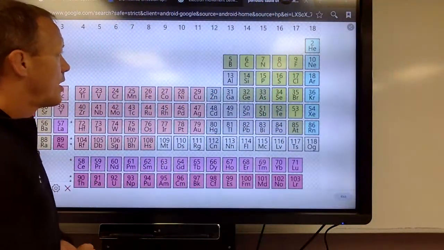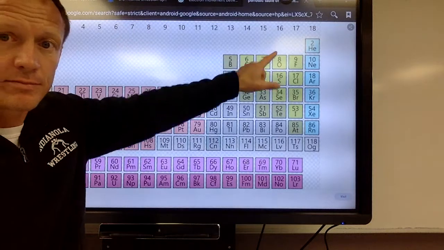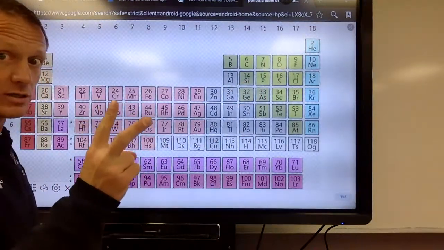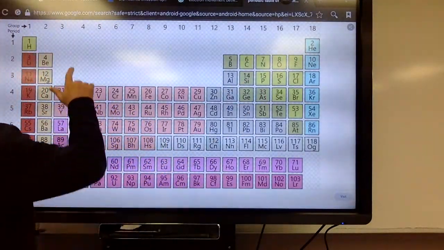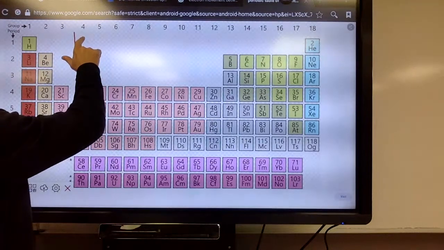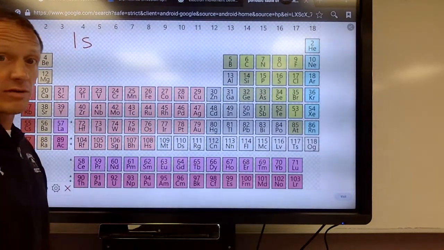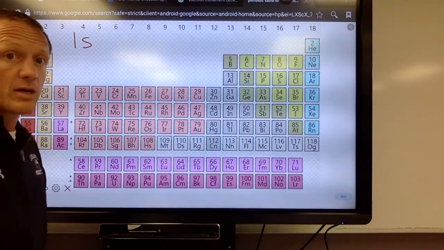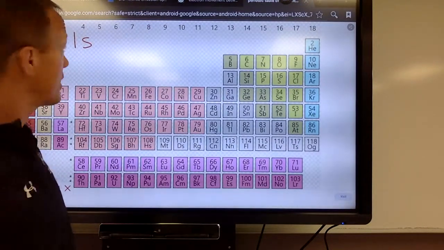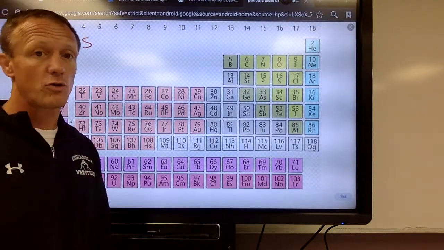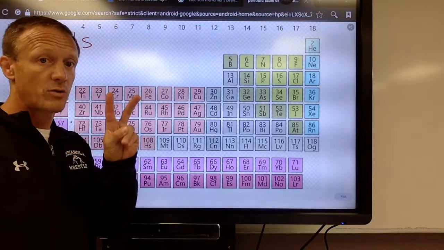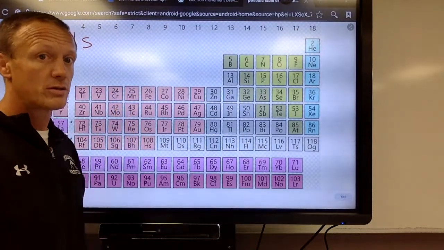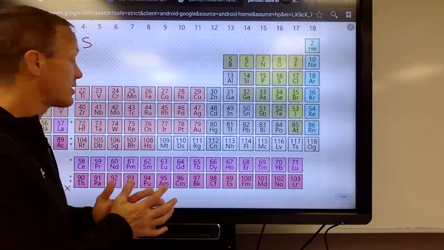So let's say we have helium over here, which has two electrons, and they are located in the first energy level, s sublevel, which is spherical in shape. Within sublevels, there are things called orbitals. An orbital holds two electrons. One orbital holds two electrons. It's just like a spot for electrons to sit.